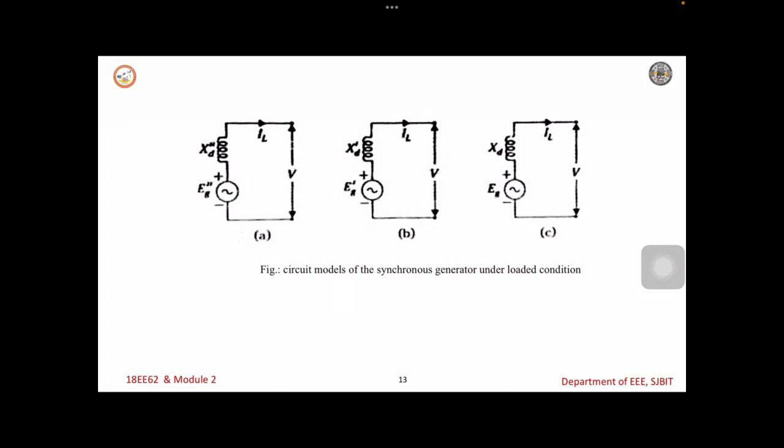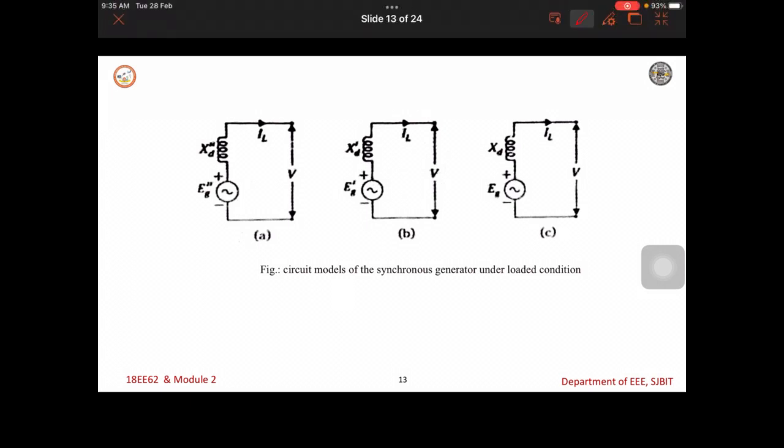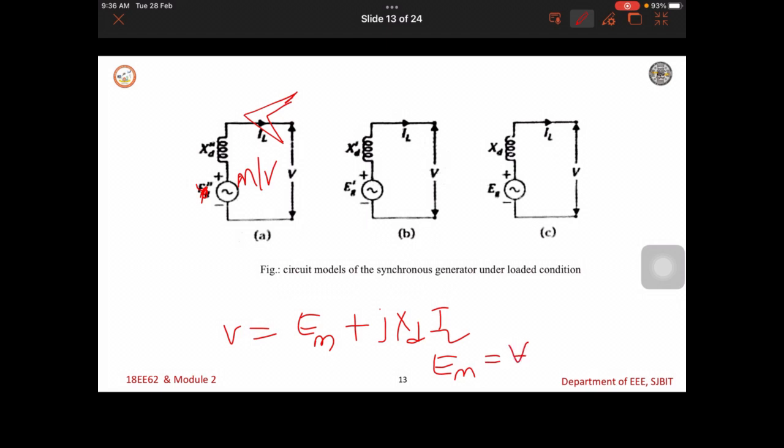This is very simple. Here, if you consider the synchronous motor, it takes the supply from the source. If you consider a motor, then it will take the supply, so V will be more. So V is equal to EM plus jXD into IL, or EM is equal to V minus jXD into IL. Similarly, we can write this for the subtransient and the transient states.